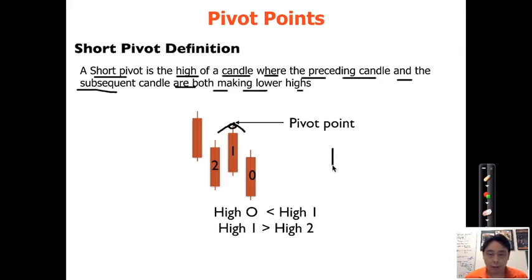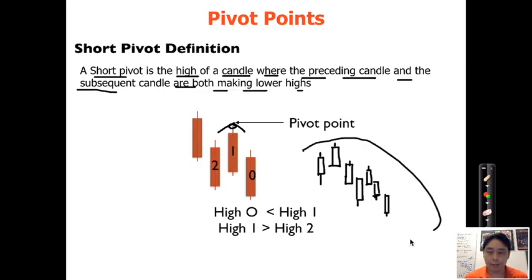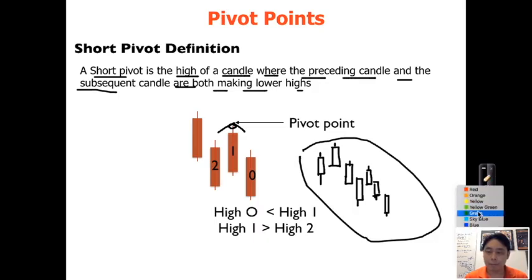So let me see if I can draw an example, see if you get it yet. I'm sure you do, but let's just double check. Okay, so can you tell me where are the pivot points? In this pattern, where's the pivot point? Okay, so you should spot that this is a pivot point because it makes a higher high than the previous candle and the next candle. That's a pivot point, and this is a pivot point. Got it? All right, so we understand pivot points? Okay, so let's move on. So with that, you understand pivot points.